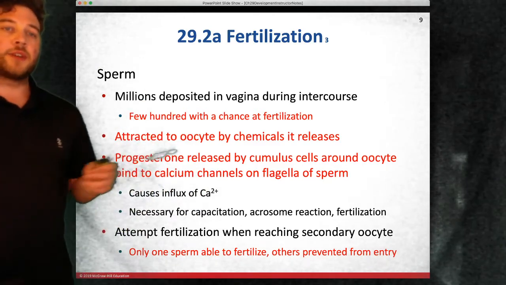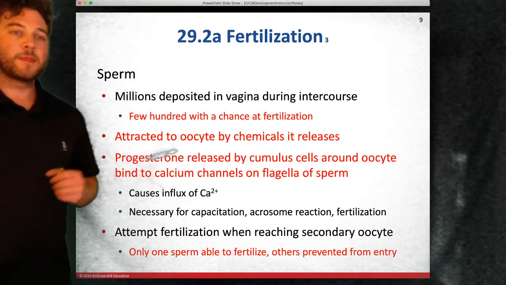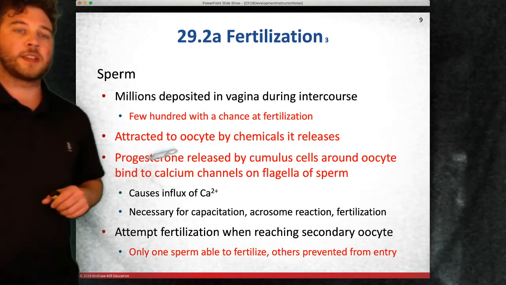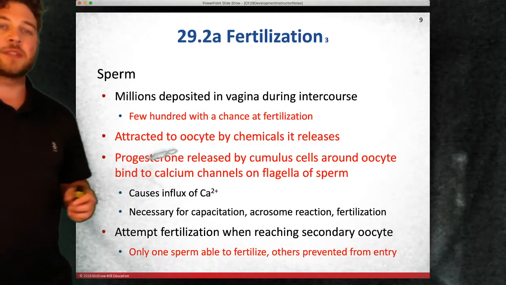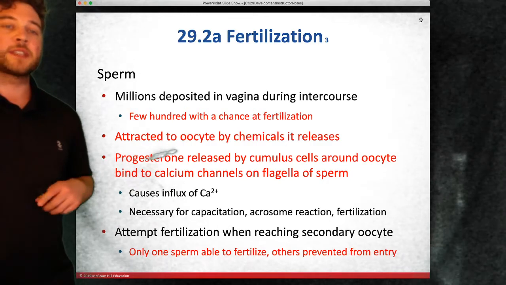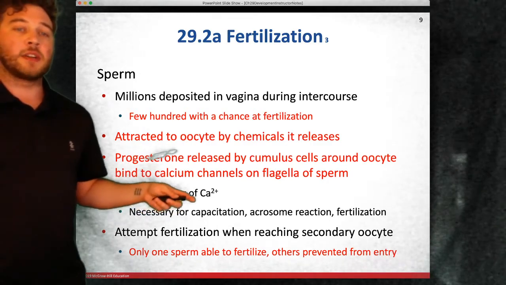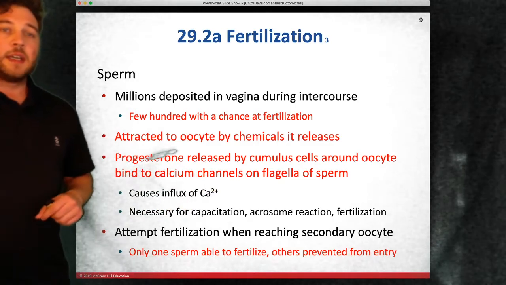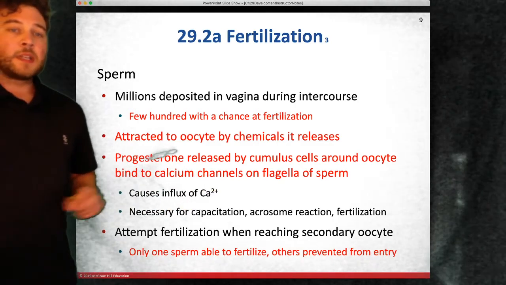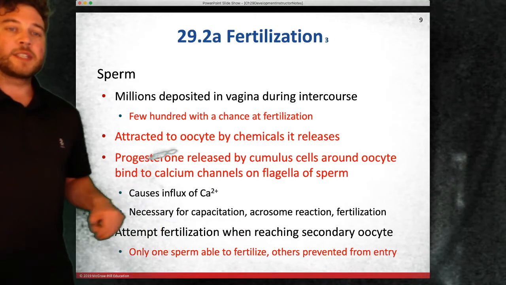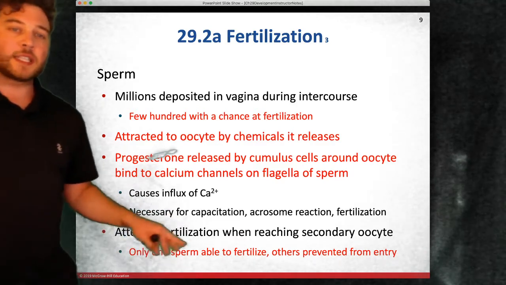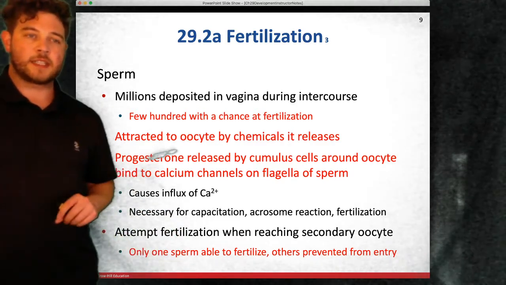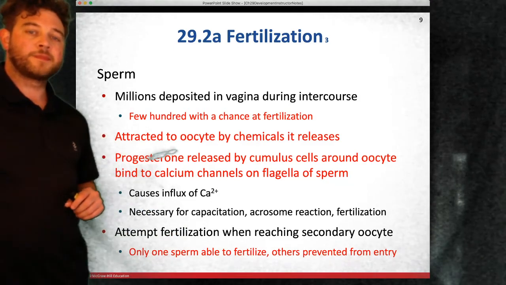They are attracted to the oocyte by chemicals that it releases. Progesterone released by cumulus cells around the oocyte binds to calcium channels in the flagella of the sperm, causing an influx of calcium, which is necessary for capacitation, the acrosome reaction, and fertilization. They attempt fertilization when reaching the secondary oocyte. Only one sperm is able to fertilize. The others will be prevented from entry. We'll look at that mechanism in just a moment.